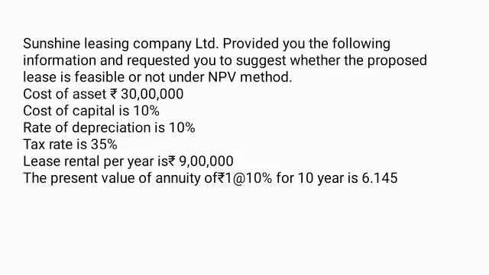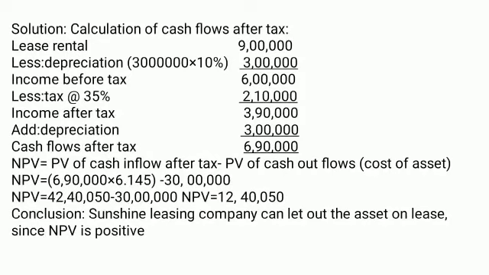Cost of asset 30 lakh, cost of capital 10%, rate of depreciation 10%, tax rate 35%, lease rental per year 9 lakh rupees, the present value of annuity of rupee 1 at 10% for 10 years is 6.145. The solution is like this.